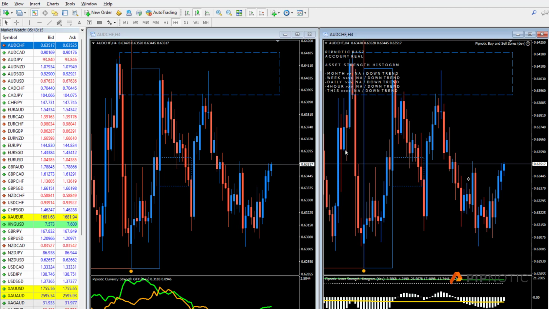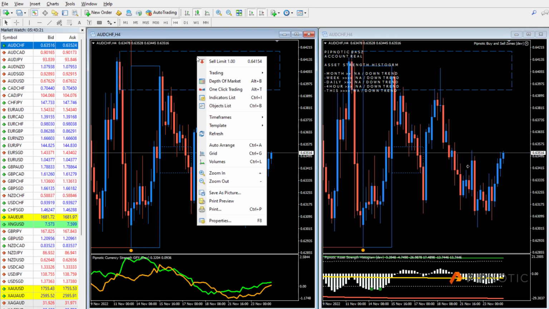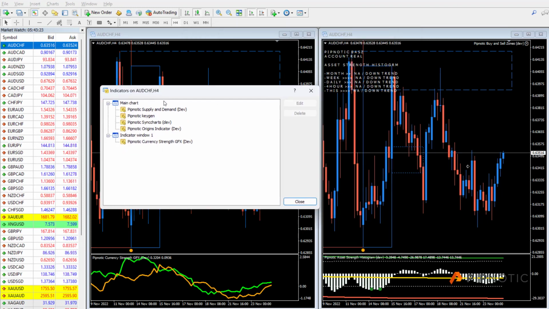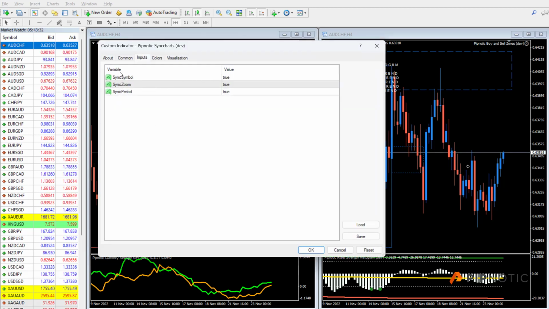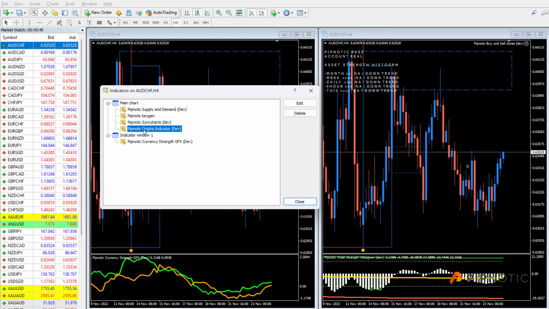Okay, so what I like to do is have a two-chart configuration. I just open two charts. I'll show you the configuration that we have here. So I have the supply and demand software. I've got the sync charts, which synchronizes the settings on this chart with all the other charts that are open, including the symbol, the zoom, and the period. Then I have Pipnotic origins, which you don't need, and the currency strength, which you don't need either. These are just on there for decoration maybe. These are really nice tools, but you don't need them for this particular setup.